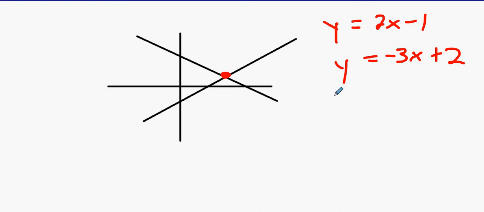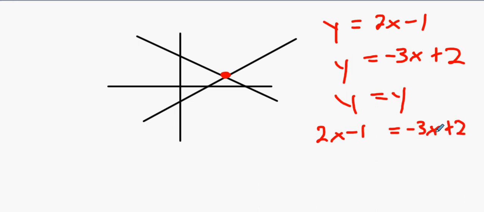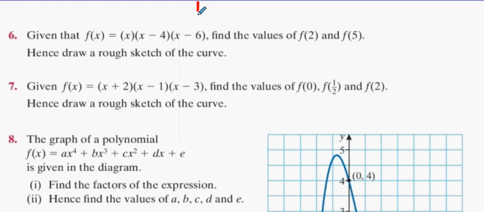What I can just say is, let y equal y. And it's another way of doing a simultaneous equation. I can find out the x values then and the y values then. Right? It's the same principle. Okay? So that's 1, 2, and 5. Alrighty.